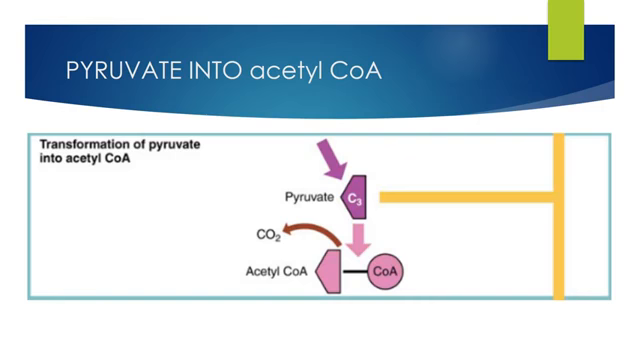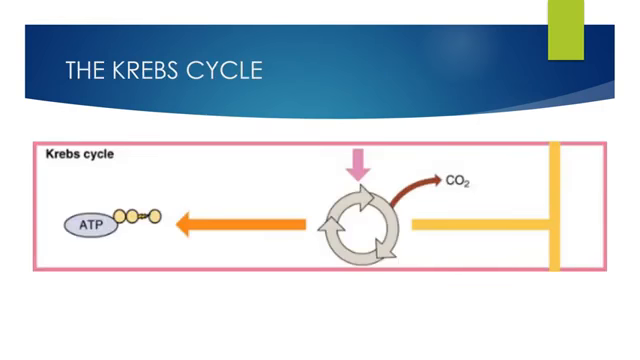During the Krebs cycle, pyruvic acid is broken down into carbon dioxide in a series of reactions that give off energy. The high-energy electrons that are produced are picked up by a series of electron carriers, and the energy is used to convert ADP into ATP.